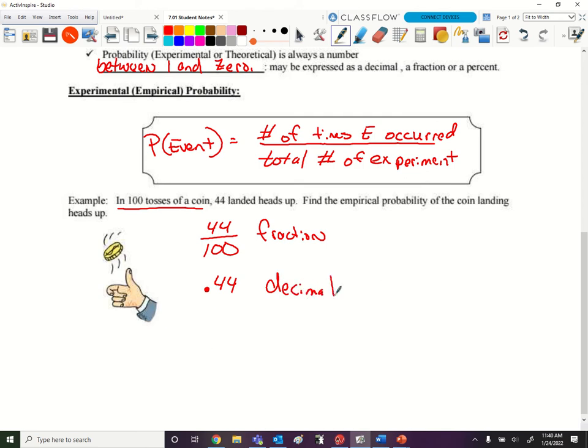And the last one is going to give me a percent. And percent's pretty easy because it's out of 100%. It's 44%. That one should be pretty easy there. I don't know if I need to write the word percent, but I will anyway.